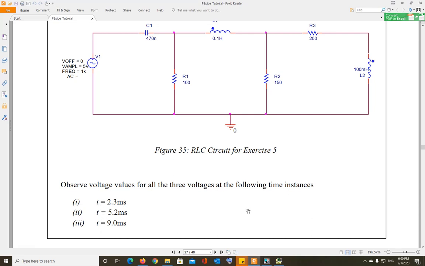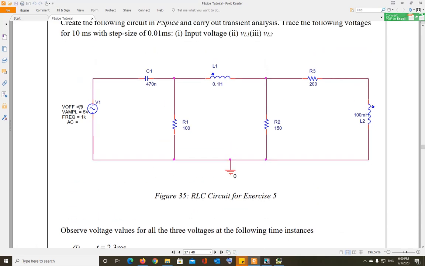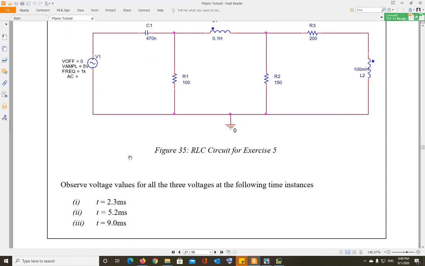So what you can do is, when you put your circuit and simulation in a Microsoft Word file, just create a table for these 3 voltages: input voltage, voltage across L1, and voltage across L2. Then, from your observation with the cursor, observe the values. What is the value at 2.3 for all 3 voltages, and then put it in that table.